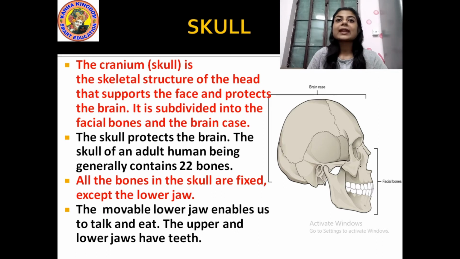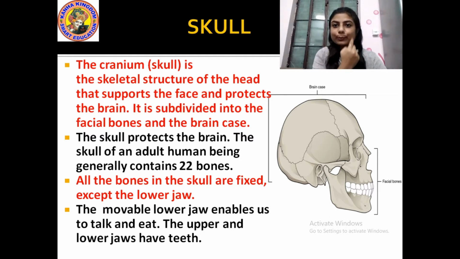The skull of an adult human being generally contains 22 bones. And how many bones does the skull contain? It contains 22 bones. Then all bones in the skull are fixed except the lower jaw. All the bones in the skull are fixed with each other except the lower jaw.